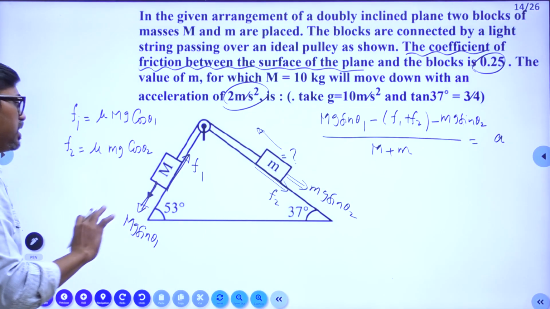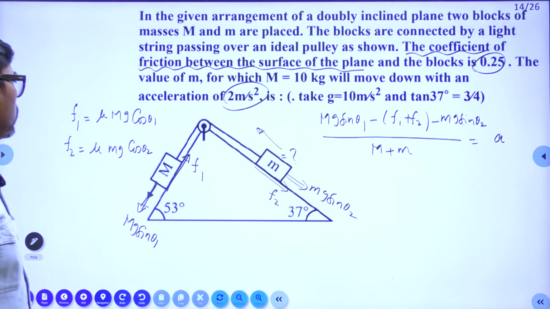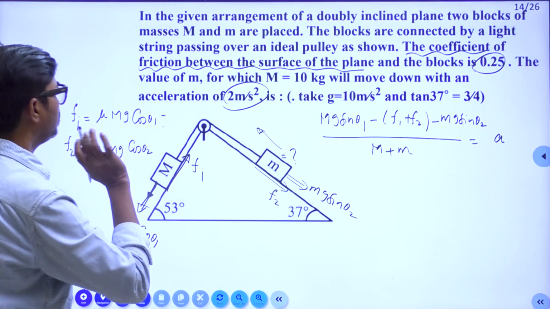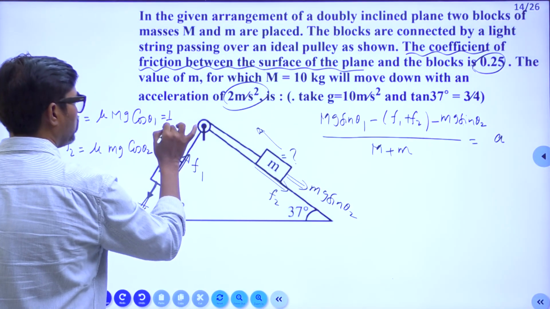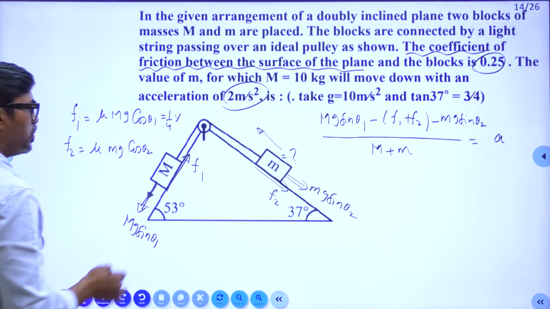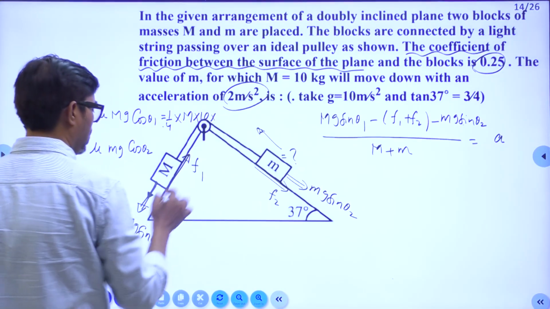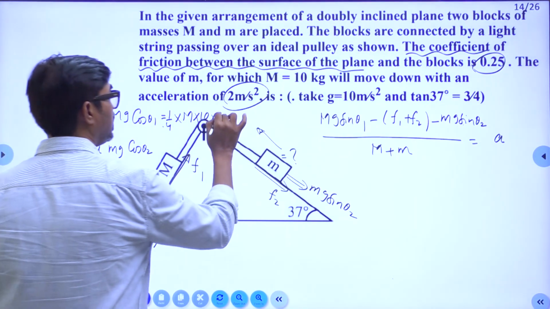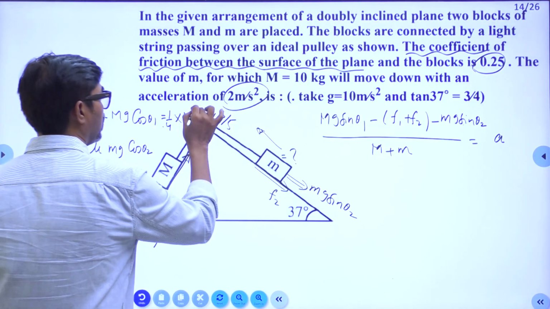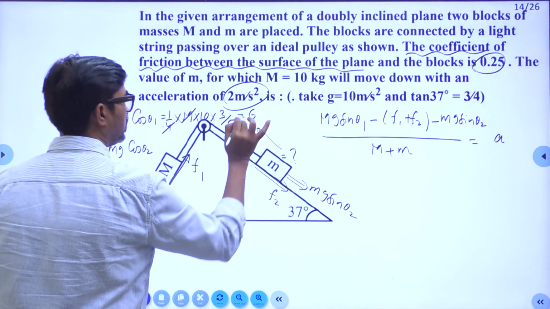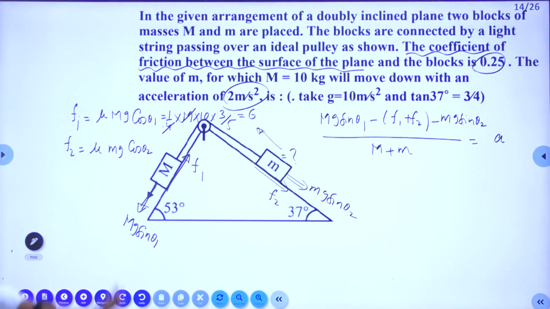So we can calculate each of them individually and then substitute there. First let us calculate this one. Mu, how much had they given? 0.25. 0.25 is nothing but 1 by 4. Capital M is 4. G is 10. And cos 53. Cos 53 is 3 by 5. So M and 4 gone. So this is going to be 6. Right? F1 equal to 6 Newton.